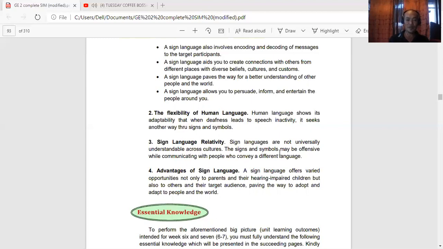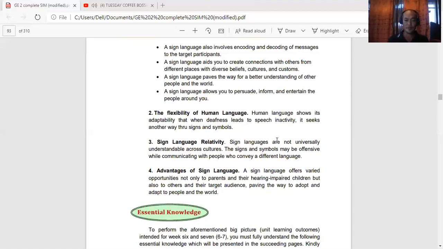What else? Sign language relativity. Meaning sign languages are not universally understandable across cultures. The signs and symbols may be offensive while communicating with people who convey a different language. Like in our case, pointing a finger to somebody is not offensive, but in some cultures that's a no-no. So you can point to people using all your fingers, not just one.